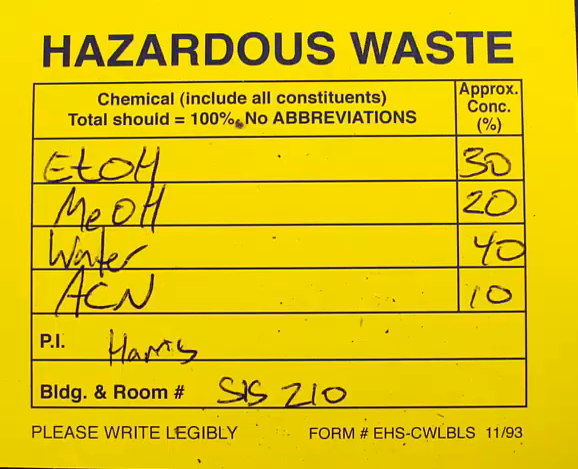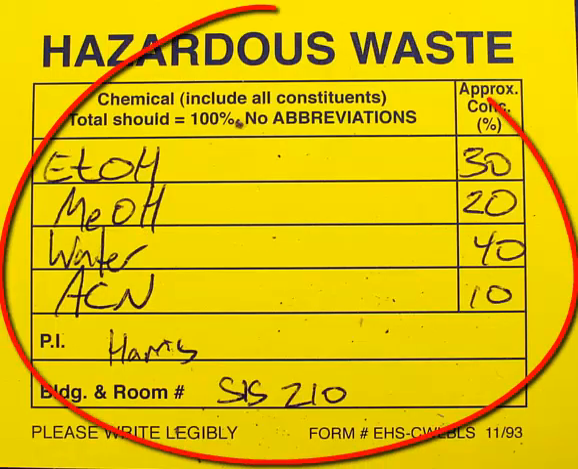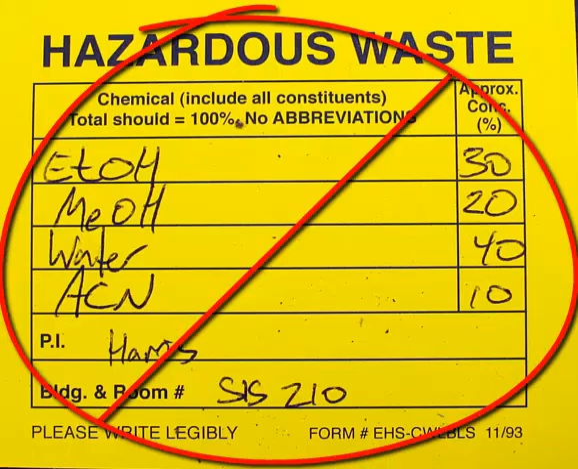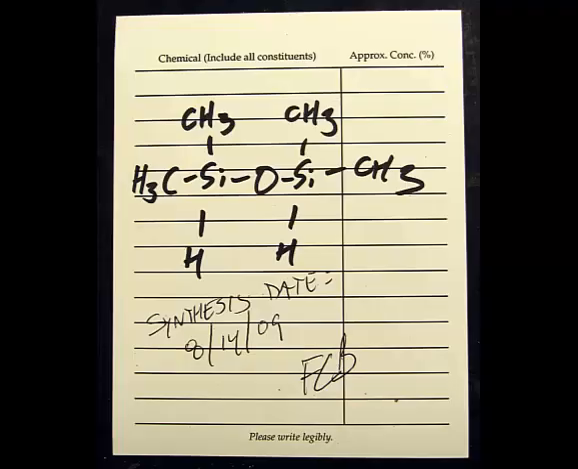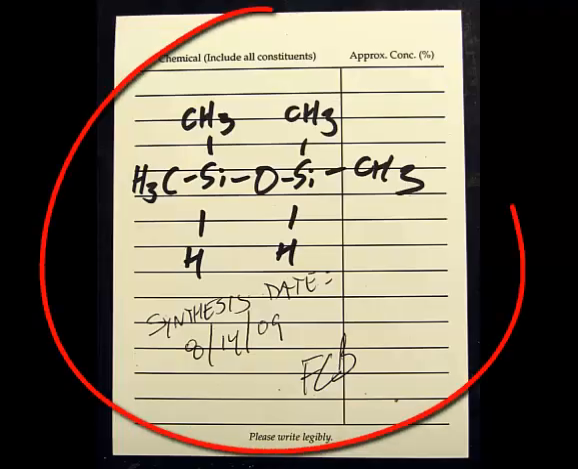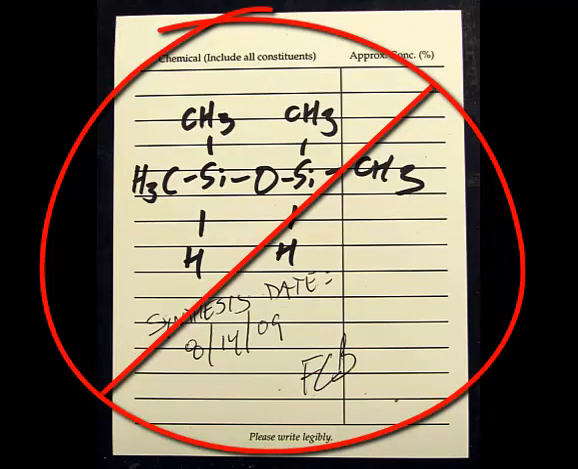A few finer points that we do ask when labeling your waste. Please make sure that you avoid using chemical abbreviations, formulas, or obscure molecular diagrams to describe your waste, as this makes it very difficult for us to positively identify what the materials are that you are giving us.